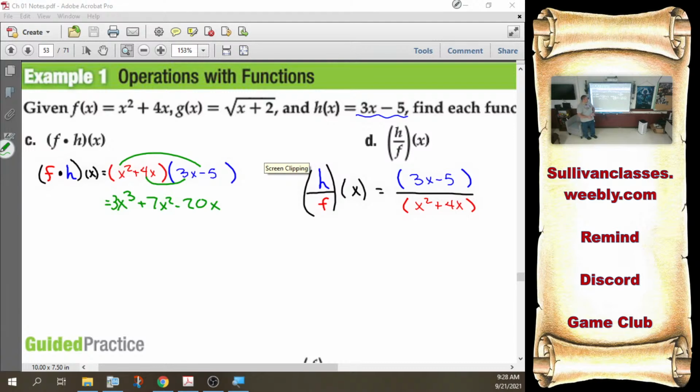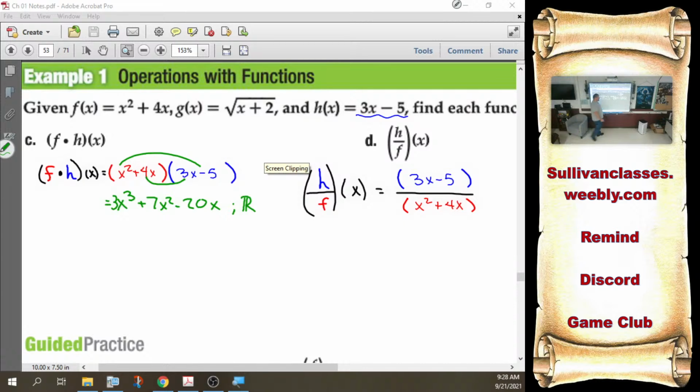Now, this one, domain, because it's a polynomial by definition, its domain is all real numbers. Like, that's actually one of the defining characteristics of a polynomial. It is continuous for all real numbers.